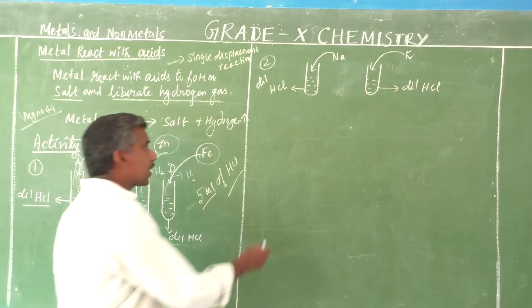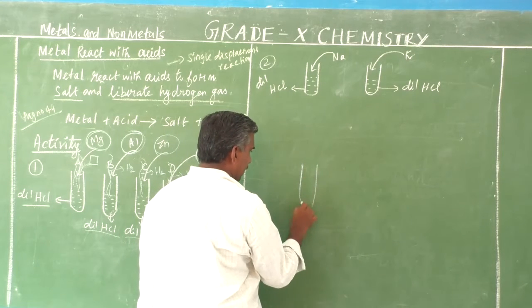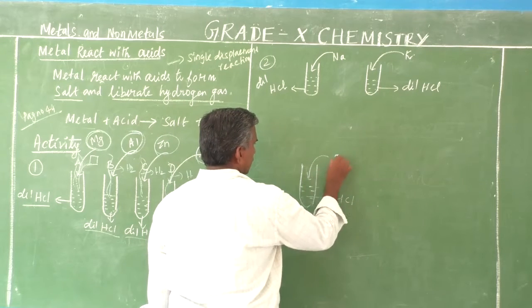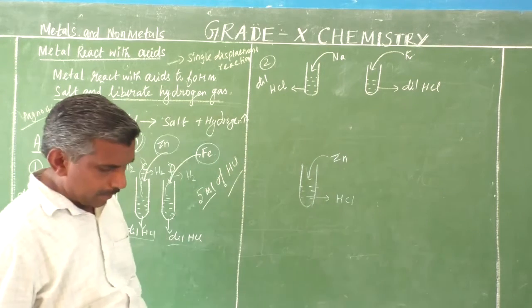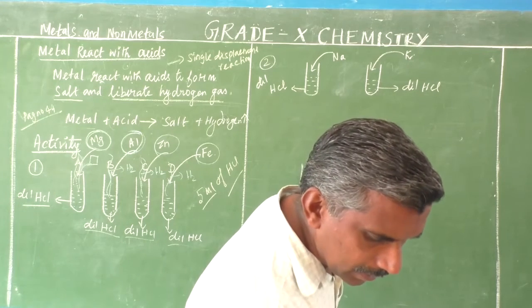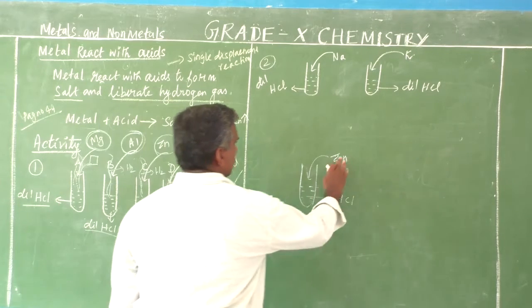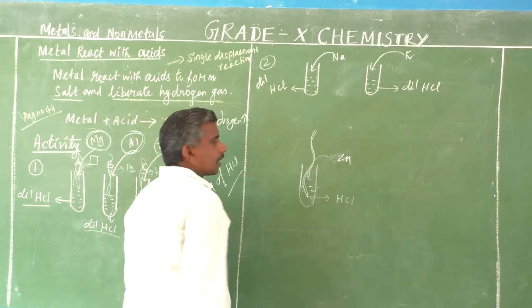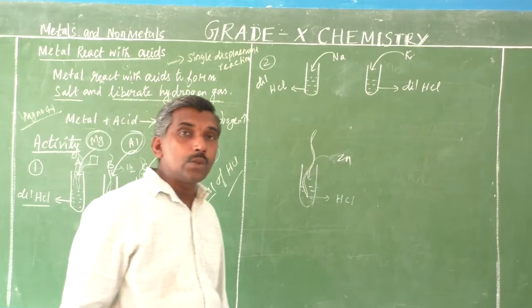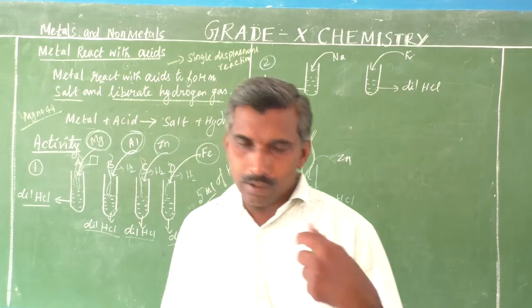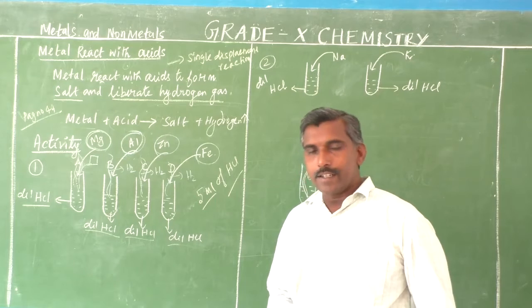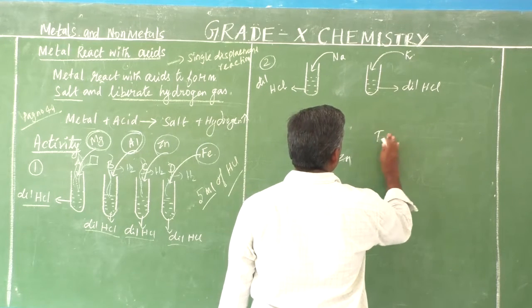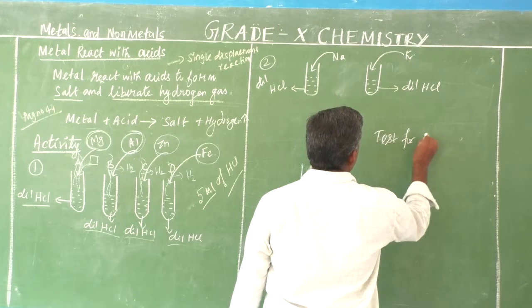Now how can you test whether the evolved gas is hydrogen or any other gas? Say, for example, you add zinc metal to hydrochloric acid. What happens? Hydrogen gas is evolved. How can you test whether the gas is hydrogen, oxygen or carbon dioxide? Very simple. Here is the test for hydrogen gas.